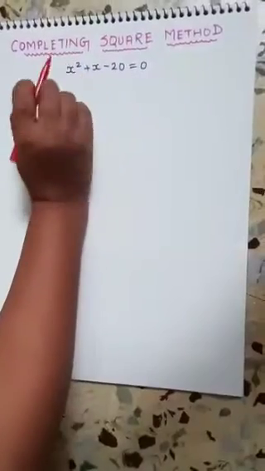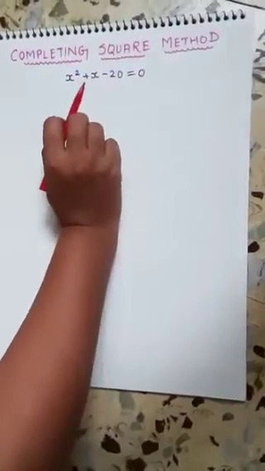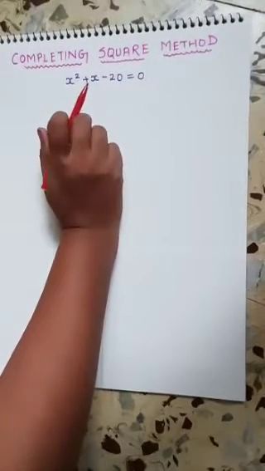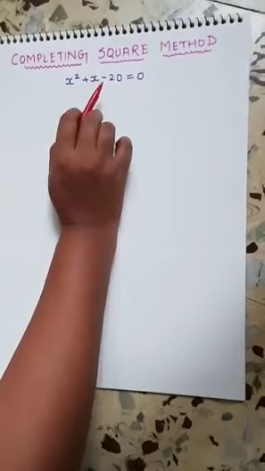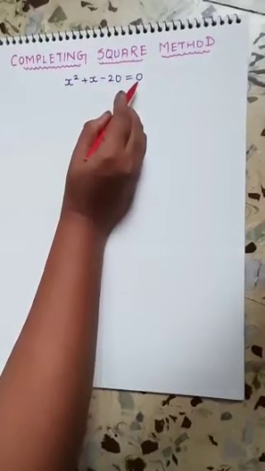Okay, in the earlier video, I explained the factorization method, but sometimes equations cannot be solved by factorization. That is, you cannot find factors. So we use another method, that is the completing the square method. Now, the question is x square plus x minus 20 is equal to 0.